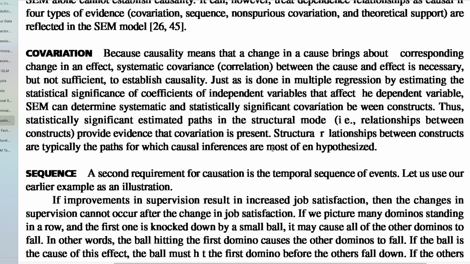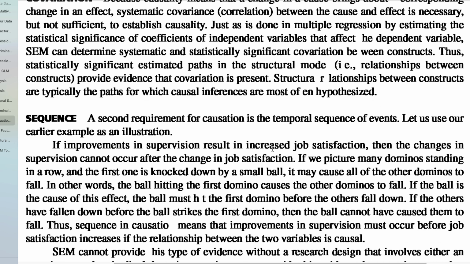Structural equation modeling can determine systematic and statistically significant covariance. We begin by constructing those statistically significant estimated paths in the structural model. That is, the relationship between the constructs provides the evidence that covariance is present. Structural relationships between the constructs are typically the paths on which causal inferences are most hypothesized.